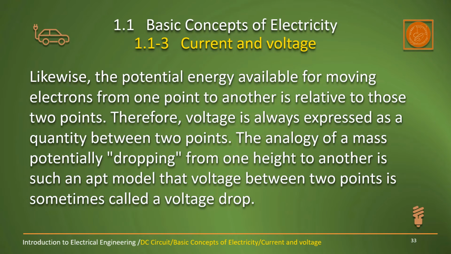Likewise, the potential energy available for moving electrons from one point to another is relative to those 2 points. Therefore, voltage is always expressed as a quantity between 2 points. The analogy of a mass potentially dropping from one height to another is such an apt model that voltage between 2 points is sometimes called a voltage drop.